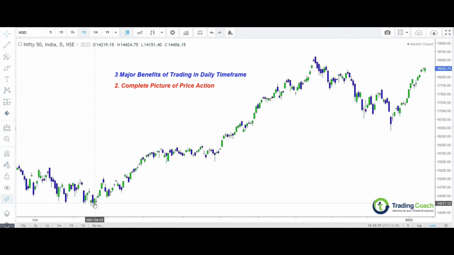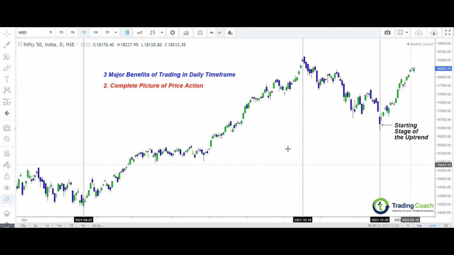Say for example, from this point to this point, it was in an uptrend, and again from here to here, it was more or less like a downtrend. And now after a downtrend, we are once again seeing some kind of a beginning stage of an uptrend, right? So here, as you can notice, I have made a proper division using the vertical lines.